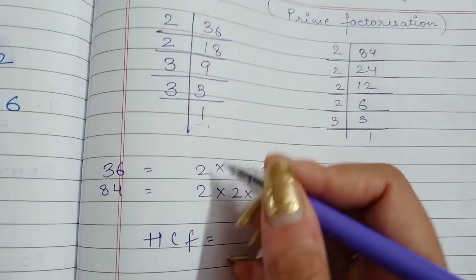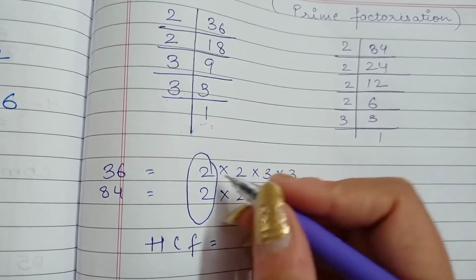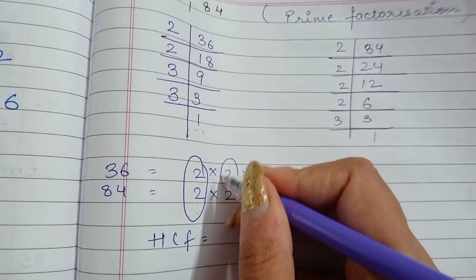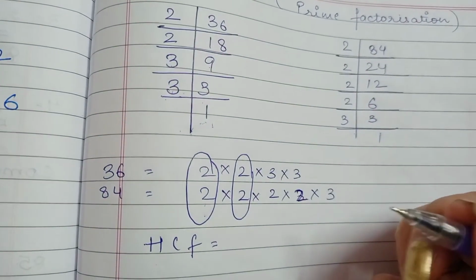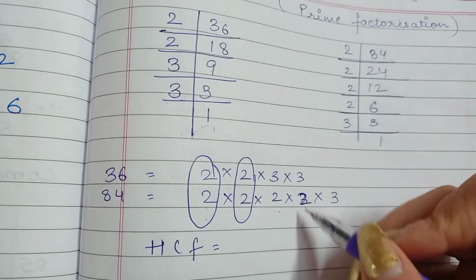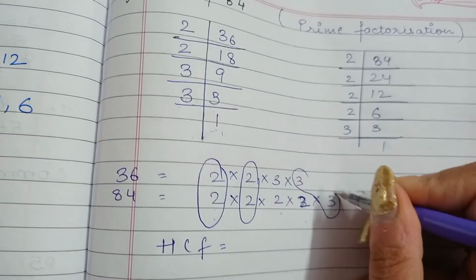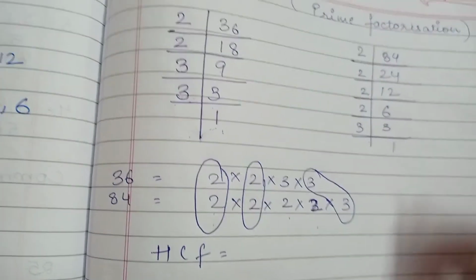Now we need to find the HCF, that is highest common factor. Name itself suggesting, what we'll do, we'll circle the common factors. This pair of 2 is common. Again a pair of 2 is common. Now as you can see here, 3 is there and 2, 3, 2 not common, but the one pair of 3 is common, so we'll circle it also.